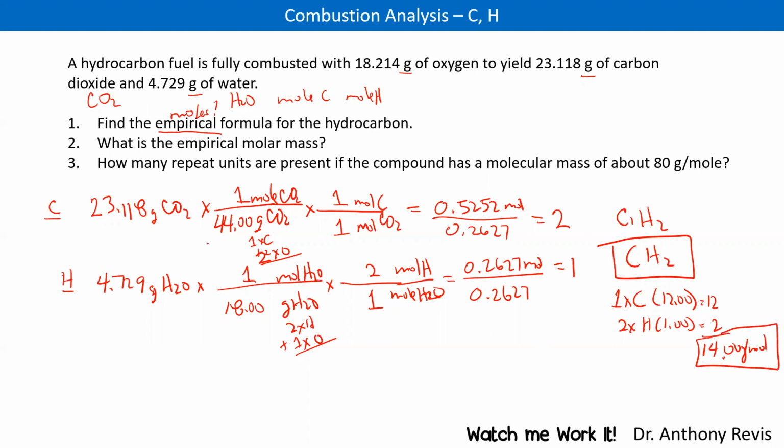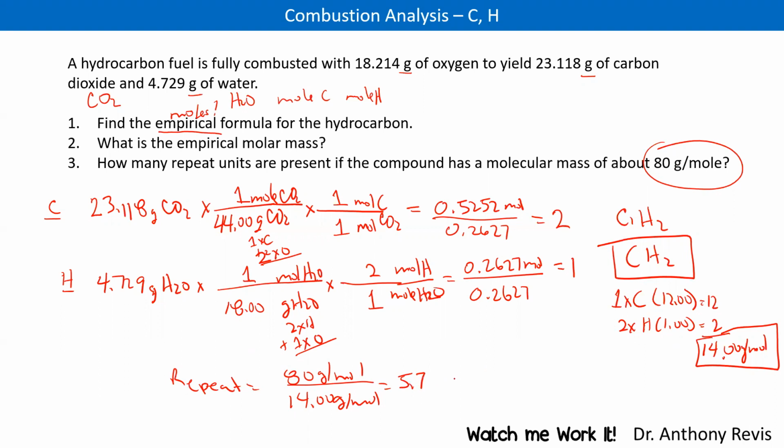All right. Next one, number 3, asks how many repeat units? Well, to find repeat units, we have to know what the molecular mass is, and it's 80 grams per mole. And so our repeat units would be equal to the molecular mass, which was given to us, found by some experiment, 80 grams per mole, divided by the smallest whole number unit called the empirical formula molar mass, in grams per mole as well. And this comes out to be unitless at 5.7.